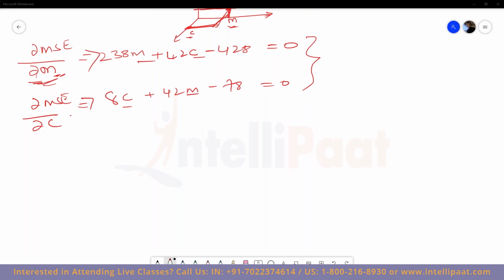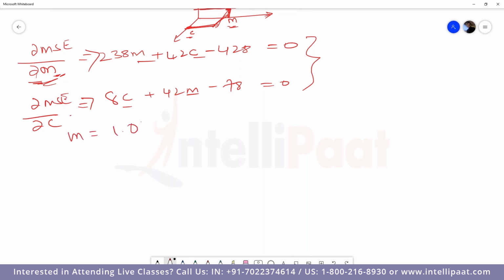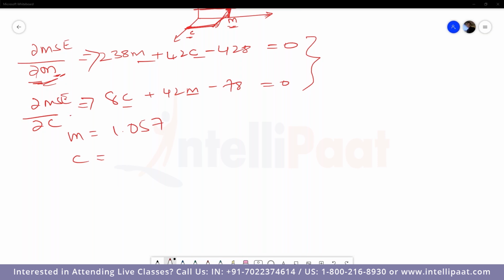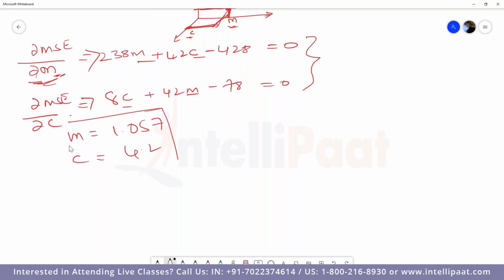I'm trying to actually solve the equation in the background. Just give me a second. Oh, good Lord, I made a small mistake. Just a second, I'm almost done. 42, 8, 42M, 78, 428, calculate. So I'm typically getting my value of M somewhere around 1.057 and C should be 4.2. Yeah, perfect. Prerna, you're right. C is 4.2. So these are the values.